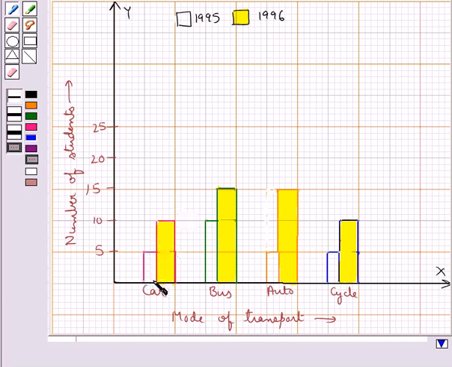According to this we have that the number of students using car as the mode of transport in the year 1995 are 5 and in the year 1996 it's 10. Then in the year 1995, the number of students using bus as the mode of transport are 10 and in the year 1996, it's 15. Then for auto, the number of students are 5 in the year 1995 and in the year 1996 it's 15. Then for cycle, the number of students are 5 in the year 1995 and 10 in the year 1996. So this is the double bar graph.